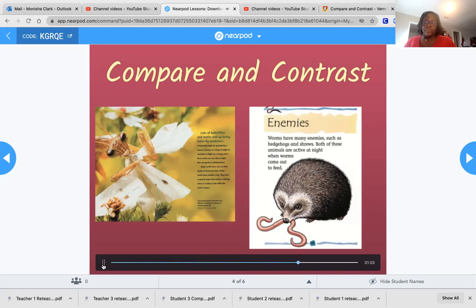The next page is entitled Enemies. Worms have many enemies, such as hedgehogs and shrews. Both of these animals are active at night when worms come out and feed.